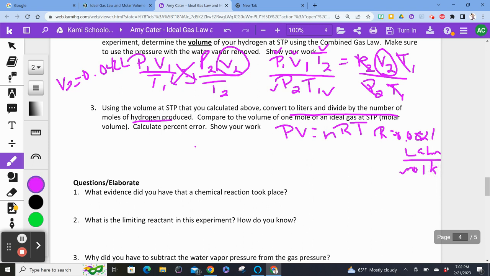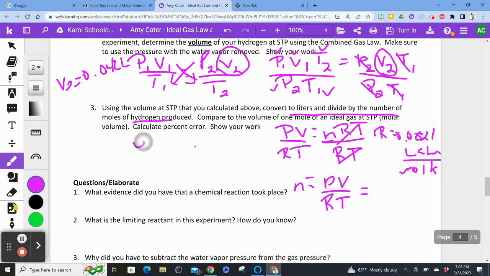Okay. And then you're going to rearrange that equation to solve for n, the number of moles. So to do that, we're going to divide both sides by RT. So n is going to equal our pressure times our volume divided by the gas constant times temperature. And that tells us our number of moles.